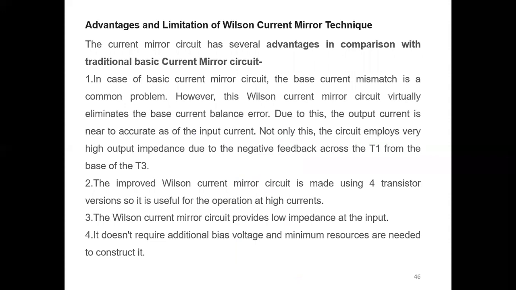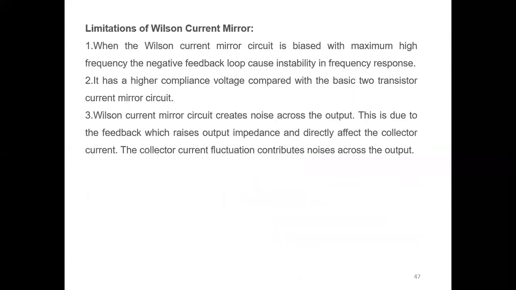In the basic current mirror circuit, base current mismatch is a common problem. The Wilson current mirror circuit virtually eliminates the base current balance error. The improved Wilson current mirror circuit is made using a four-transistor version. The Wilson current mirror circuit provides low impedance at the input, doesn't require any additional bias voltage, and needs minimal resources to construct.